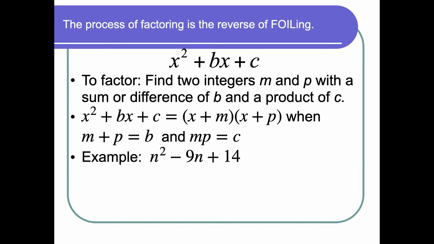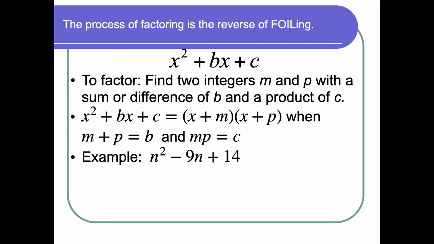And if we find those two integers, m and p, our factored form will be x plus m, and then x plus p. And then m plus p equals b, so if we add them together, they'll equal that middle term, and mp, when multiplied, equals c. Now, don't get confused when it says m plus p. It's just generic, so that middle term could be a negative number, so we could have some negative numbers being combined. So just be careful with that.